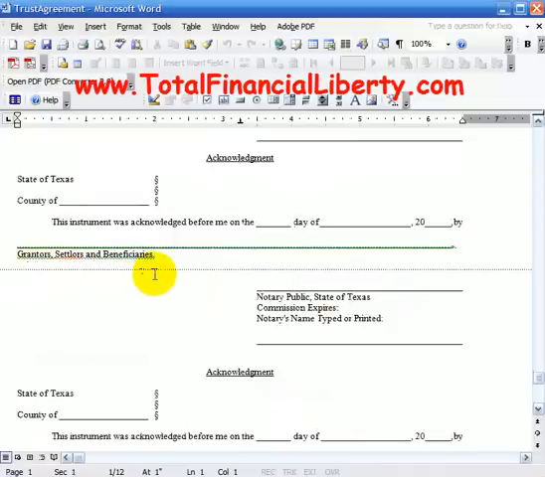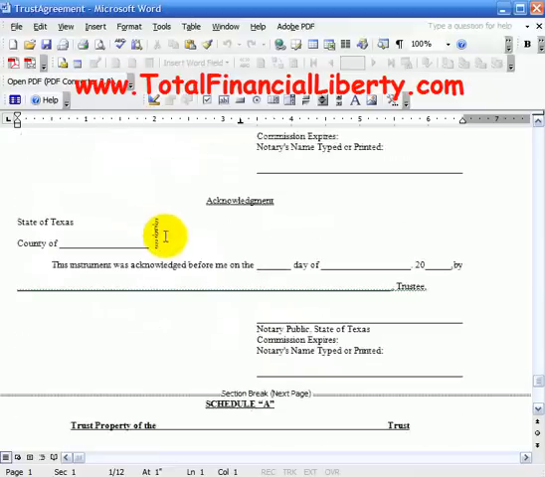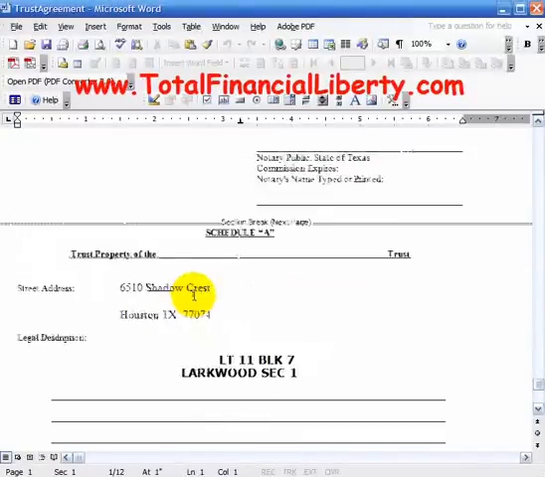Let's say that there are 2 or 3 different people who went in and bought a house together. Well, then you just have a separate line for each of them. That's why most of the land trusts are created in a Word document. You just copy and paste, and that way the notary can sign for one person and sign again for another person and sign again for a third person if need be. Then you've got the trustee signature line here, and the notary signs that.